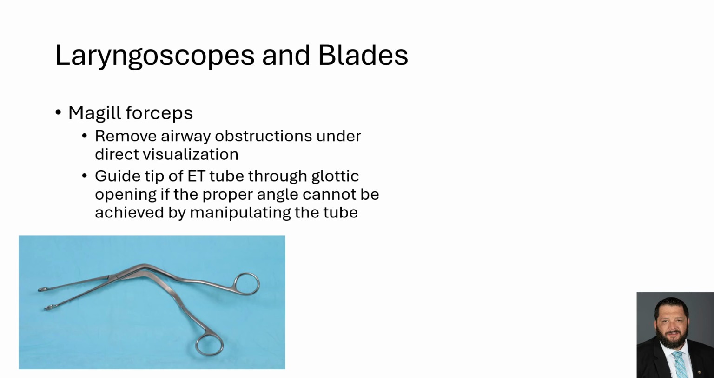The McGill forceps help remove airway obstruction. This should be part of your preparation set as you're preparing for intubation. The McGill forceps are shaped such that with direct laryngoscopy, you can use them to remove physical items that may be providing an airway obstruction. You also should have your suction prepared and ready to remove any liquid or aqueous material that may be blocking your view.